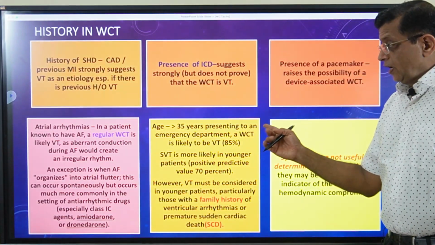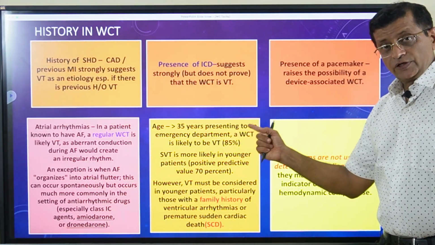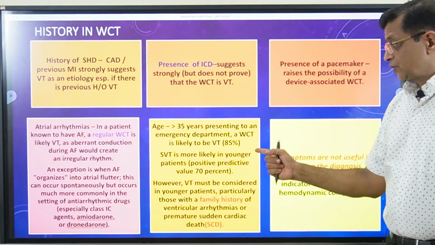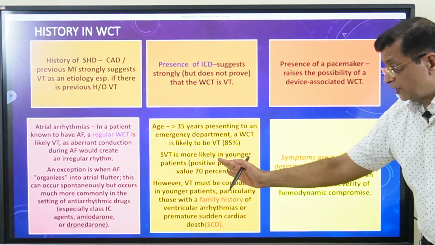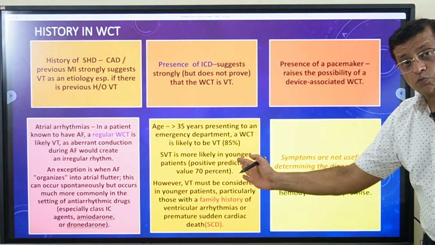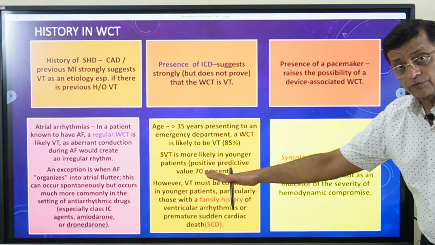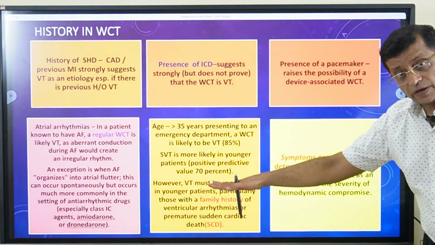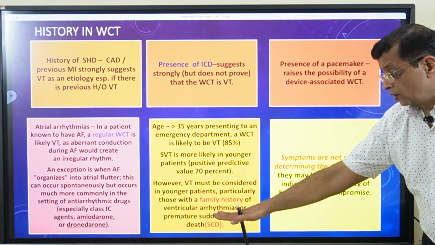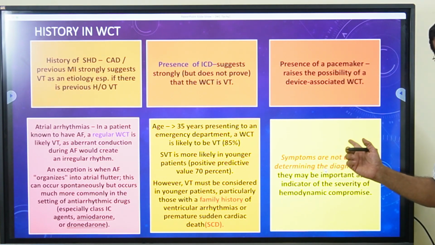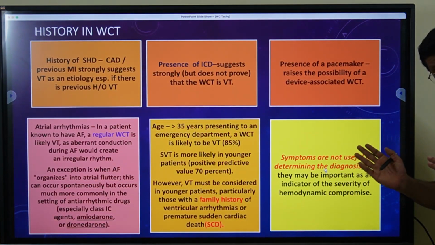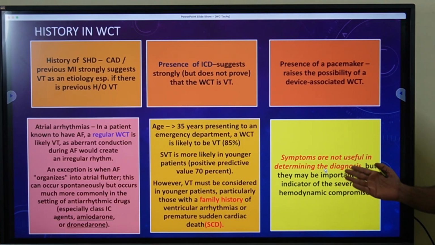Regarding age, if the patient is more than 35 years of age, there is an 80 to 85% chance that this tachycardia could be ventricular tachycardia. Likewise, if the patient is younger, then it is more likely that this tachycardia is a supraventricular tachycardia, unless the patient has a family history of ventricular tachycardia or a history of sudden cardiac death in the family. Symptoms are not useful in diagnosing whether this is VT or SVT, but they are helpful in indicating the severity. If the patient has syncope, that means there was a significant fall in cardiac output.